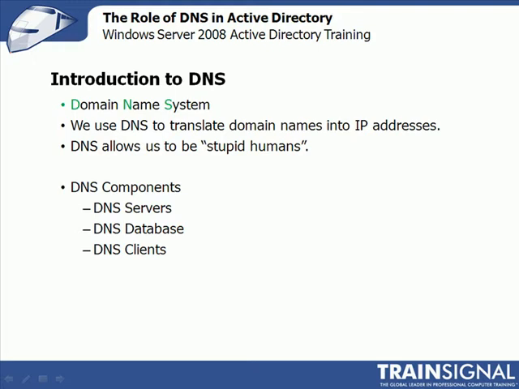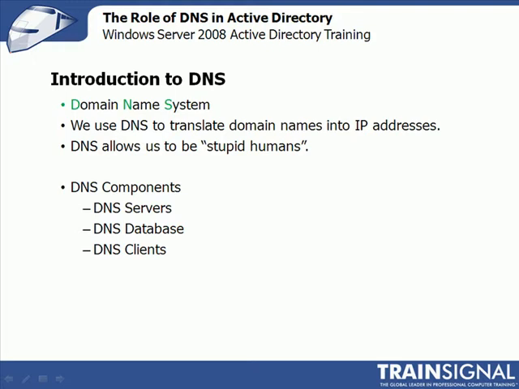Now, why do we do this? Why do we want to translate a name into an IP address? Well, if we didn't, then we as humans would have to remember the IP address, these random numbers that associate with the different domain name locations. So basically, DNS allows us to be stupid humans. We don't have to be as smart as the computers. We don't have to remember all those random numbers. We just have to remember simple names or common names, names that are easy to remember and usually will associate with what the resource is that we're looking for.